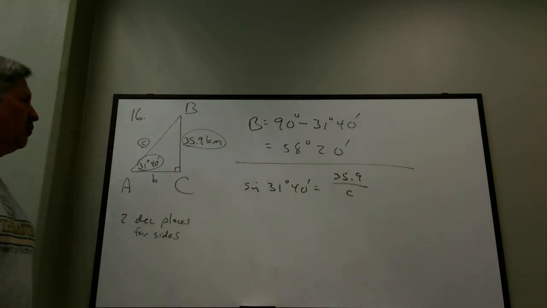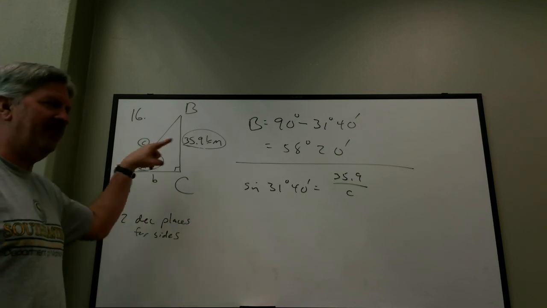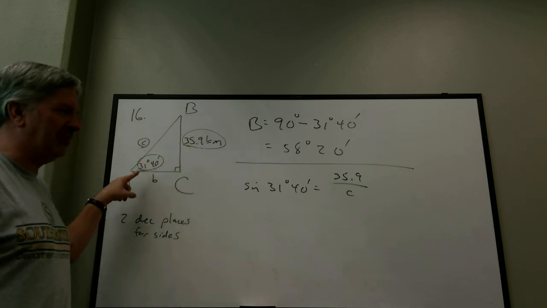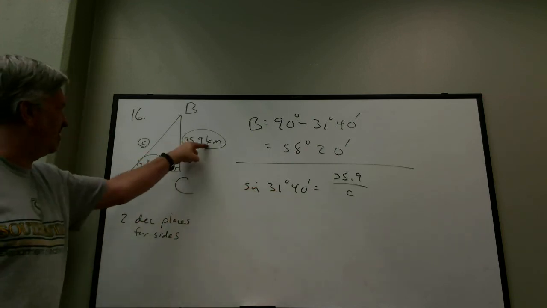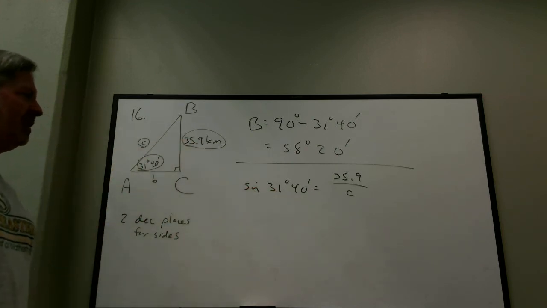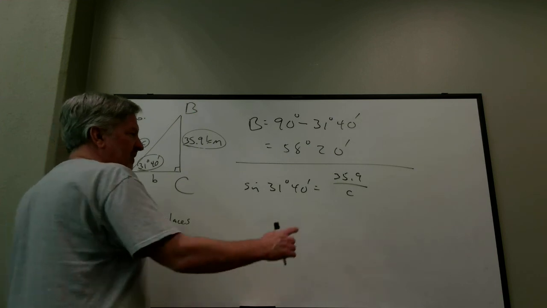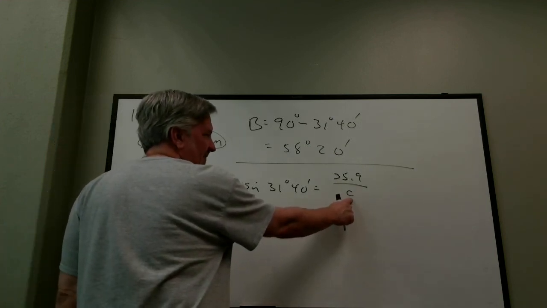Okay? So don't pick the trig function first, because you may not have the right information. Pick your information first, then pick the trig function, then set up the relationship. Sine of this angle is opposite over hypotenuse. Well, now it's an algebra problem. I'm trying to solve for c. Notice c is in the denominator. We've got to get that variable out of the denominator.